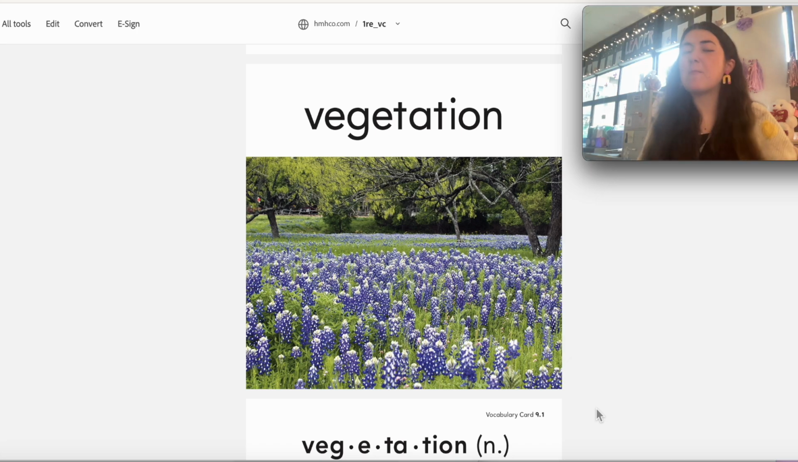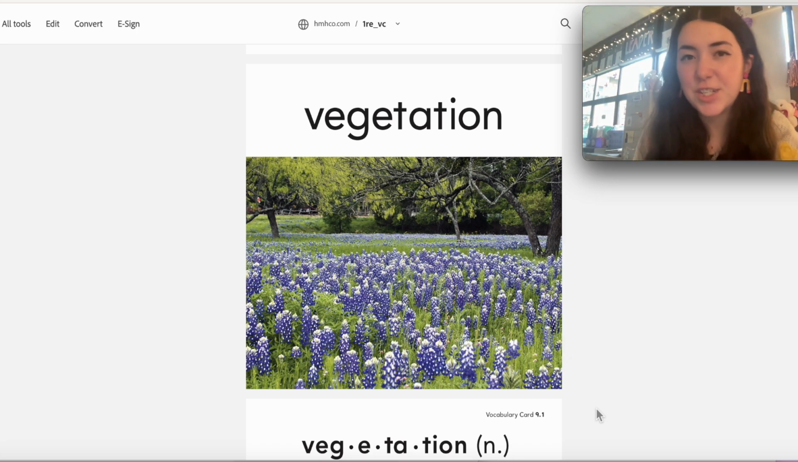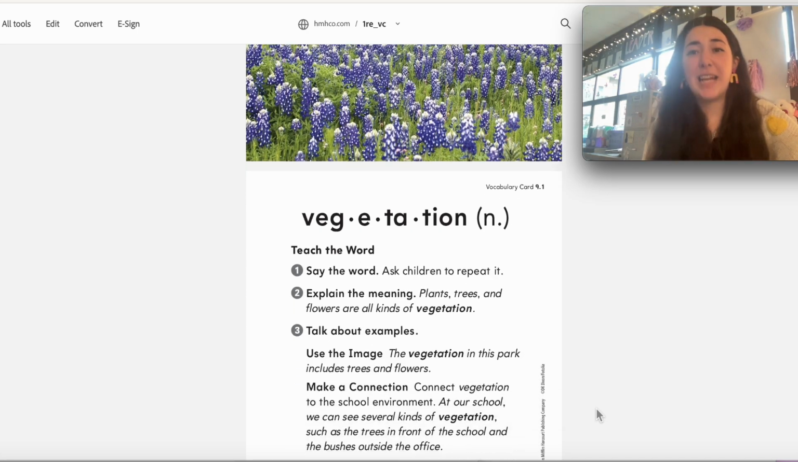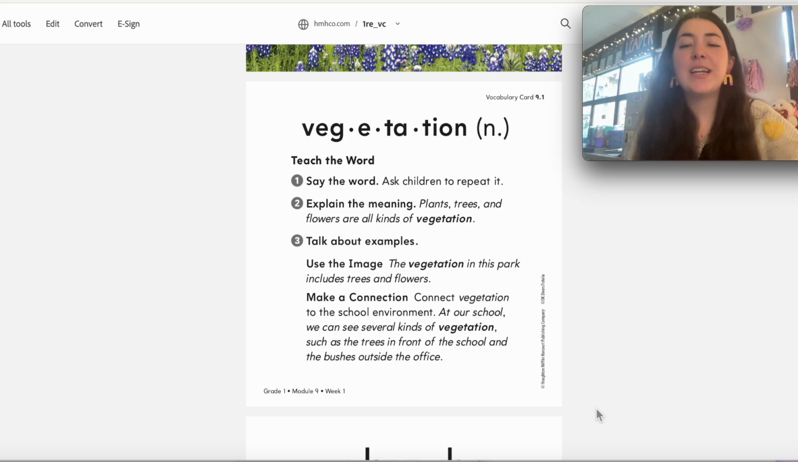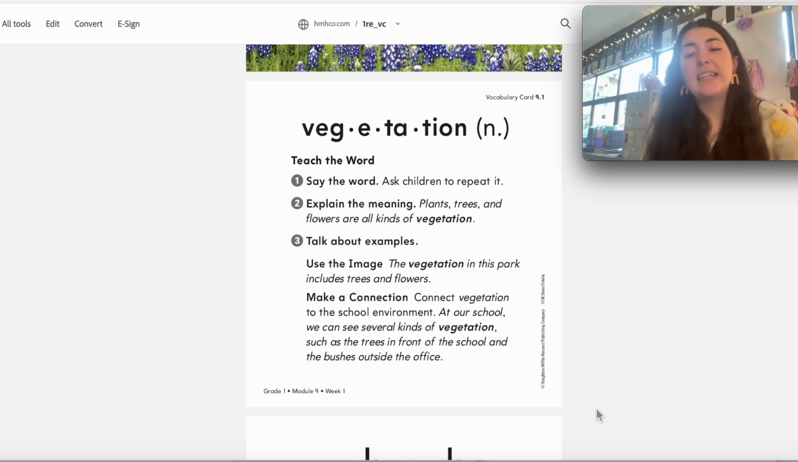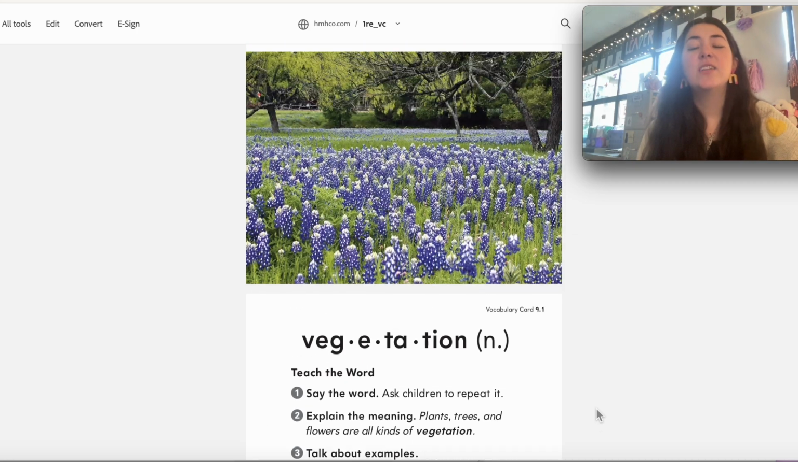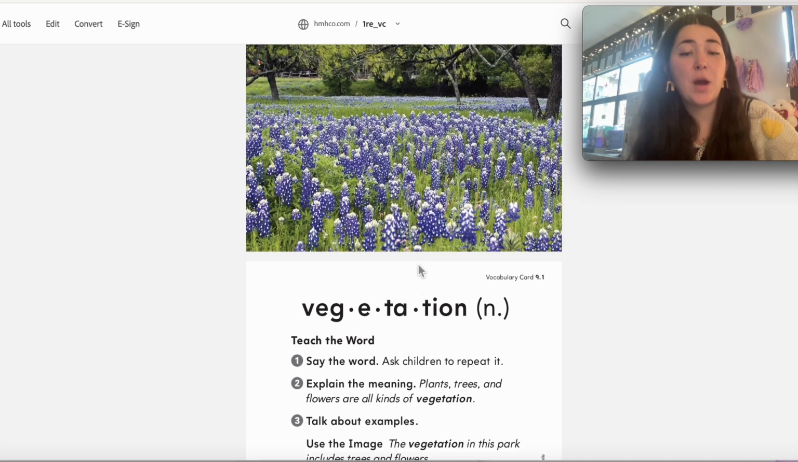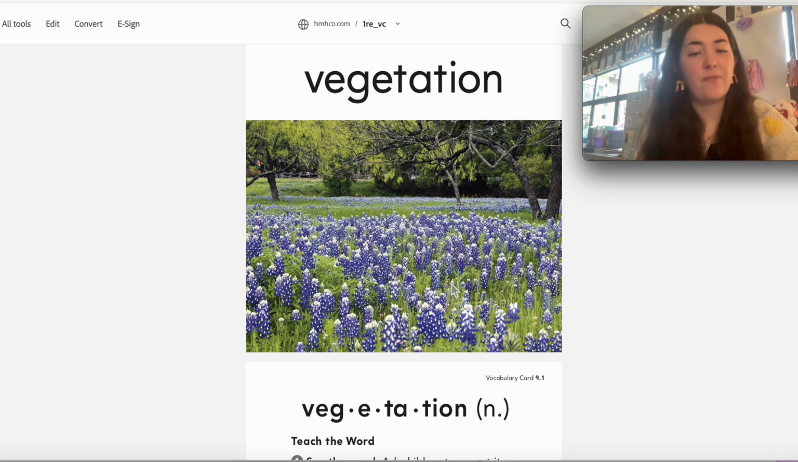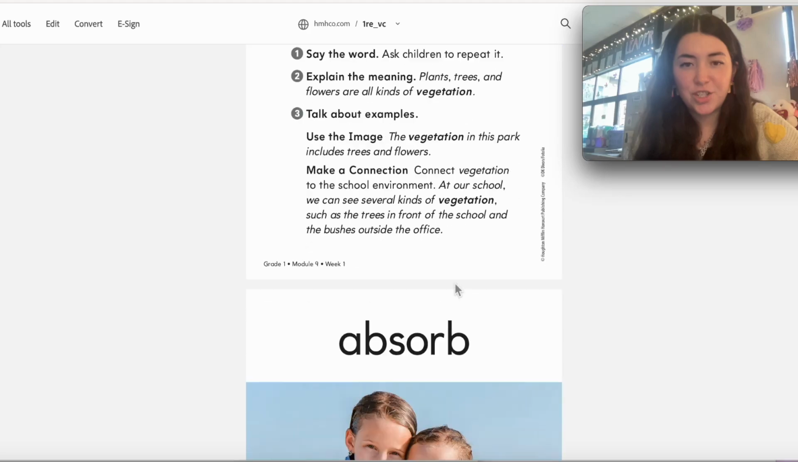So we're going to start right in with our vocabulary today, and our first word is vegetation. Can you say vegetation? Very good. That's a hard word. Vegetation is a noun or a person, place, or thing word. Plants, trees, and flowers are all kinds of vegetations. So the vegetation in this park includes trees and flowers. So any type of plant you see outside is vegetation.